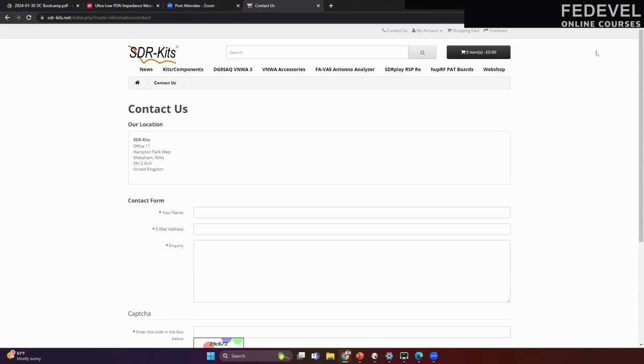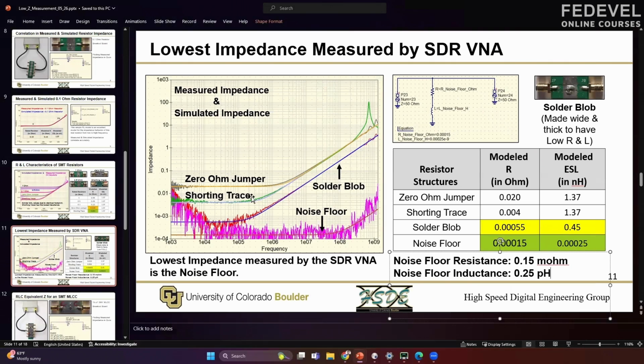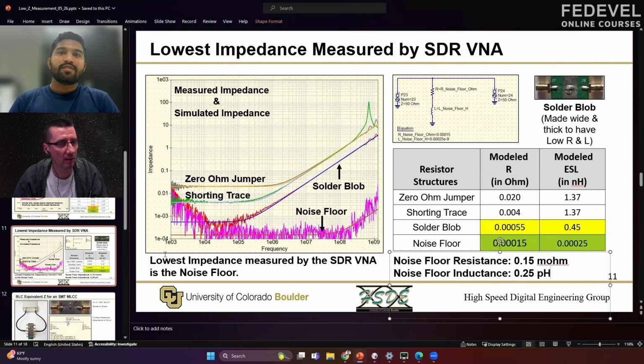Okay, we can go back to the presentation. Yeah, perfect. So now that we have established the two-port method as a reliable method, and we also have measured simple test structures like a resistor and some different resistors, and we also know the limitation of this device as to how low on the impedance profile we can go, now we will measure something that is a little bit complex, which is a capacitor.